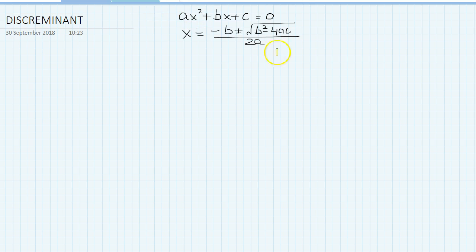Now in this equation, b square minus 4ac, this is called discriminant. Sometimes denoted by D. This term is coined by a British mathematician, James Joseph Sylvester. He also coined the term graphs.